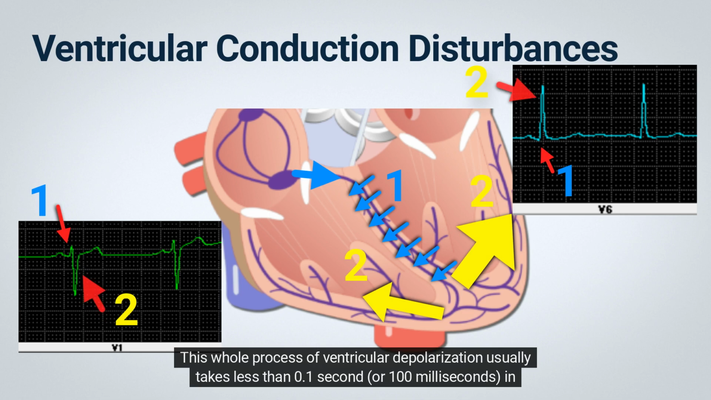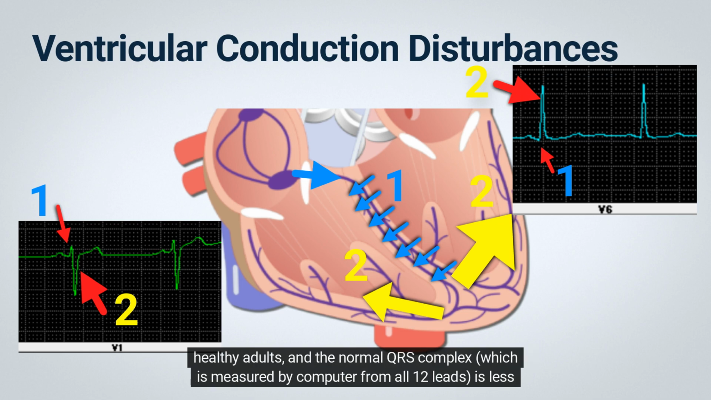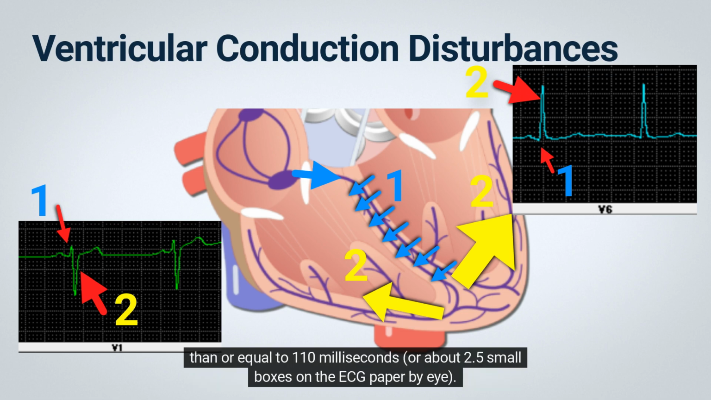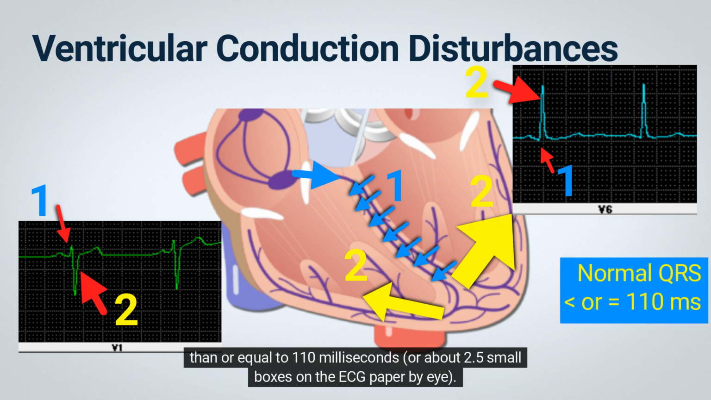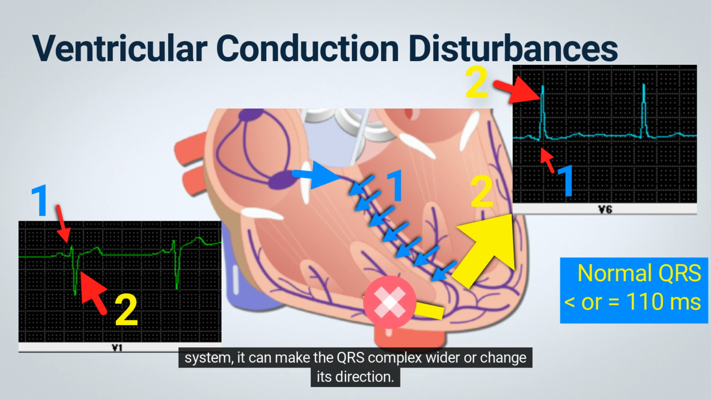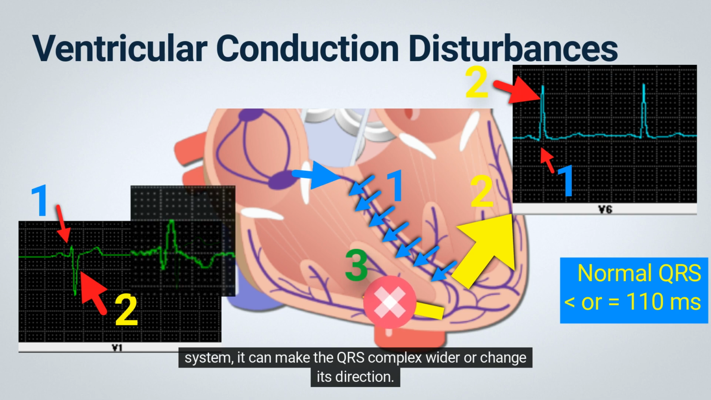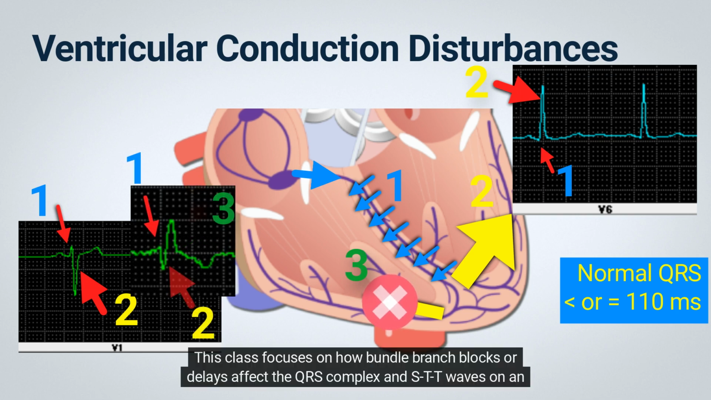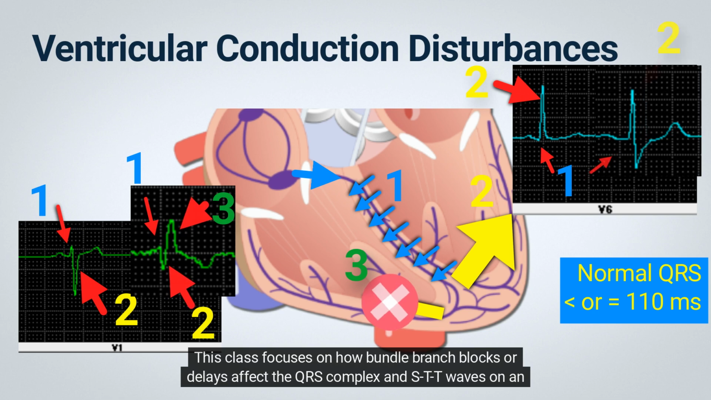This whole process of ventricular depolarization usually takes less than 0.1 second, or 100 milliseconds in healthy adults. And the normal QRS complex, which is measured by computer from all 12 leads, is less than or equal to 110 milliseconds, or about 2.5 small boxes on the ECG paper by eye. However, if anything interferes with this normal process, like a block or delay in the bundle branch system, it can make the QRS complex wider or change its direction. This class focuses on how bundle branch blocks or delays affect the QRS complex and STT waves on an ECG.